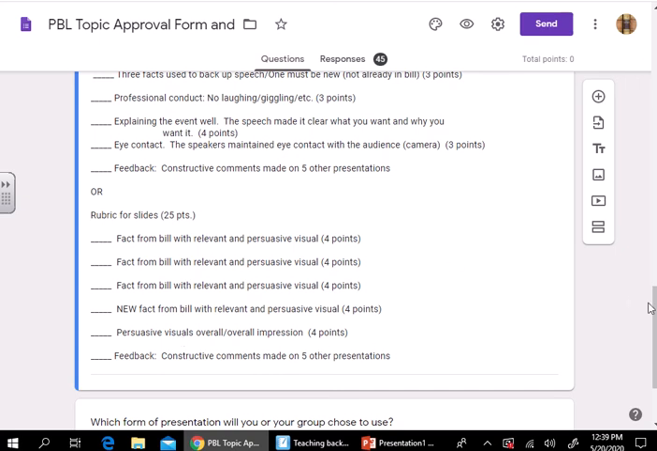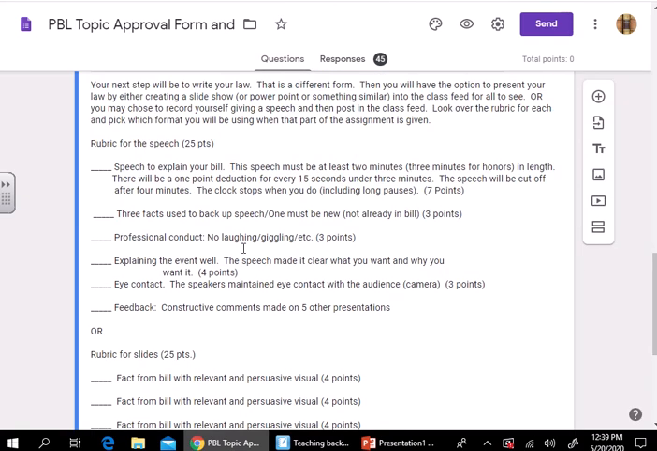Now, if you have the speech, you're going to have to record yourself giving the speech. Here's the advantage. If you mess it up, you can do just what I do when I'm teaching. You just don't use that recording. Just record it over. The first thing you're going to be graded on is your speech at least 2 minutes long. Now, 3 minutes for honors. That's worth 7 points.